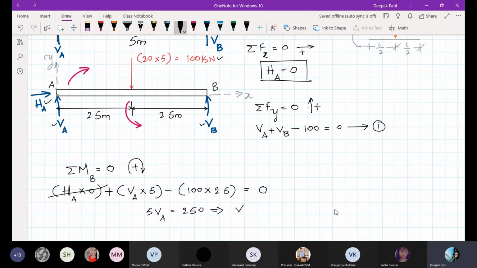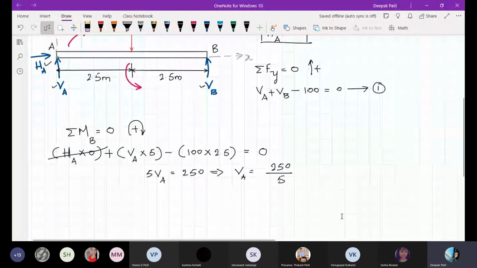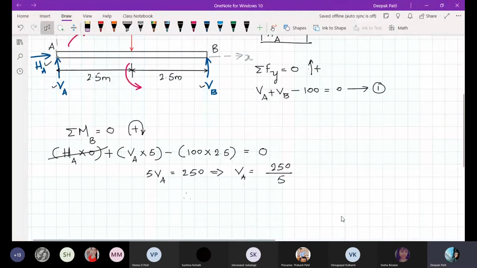So it means that VA is actually 250 divided by 5. So it comes out to be 50. So therefore VA is equal to 50 kilonewtons.